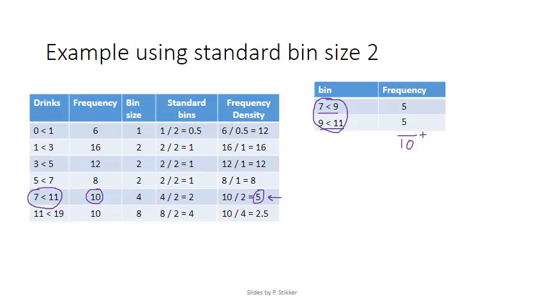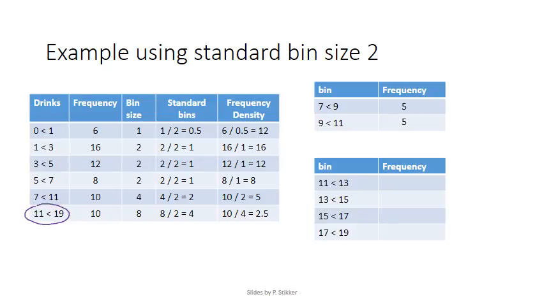And that's exactly this 5 here as the frequency density. Let's do that again for the next category, the 11 but under 19. We can actually split this up into bin sizes of 2 again. 11 plus 2 equals 13, 13 plus 2 15, 15 plus 2 17, 17 plus 2 19. Altogether these should actually add up to 10 again. So here it should be 10. And indeed 10 divided by 4 equals 2.5. So 2.5 for each, and that's exactly this 2.5 over here.